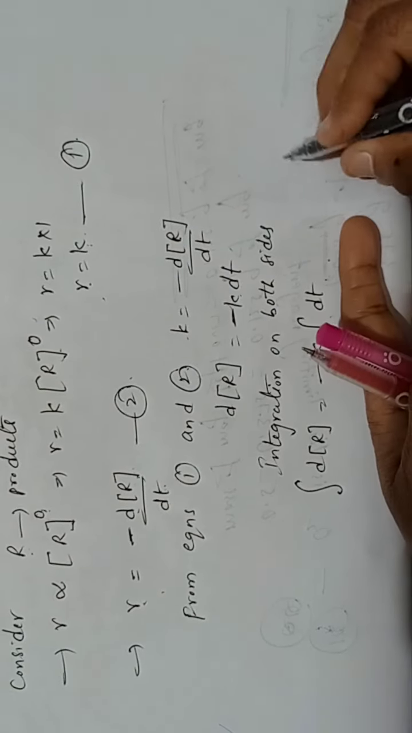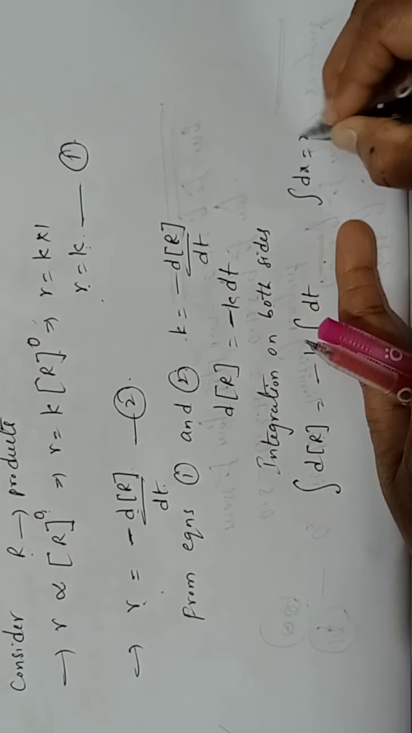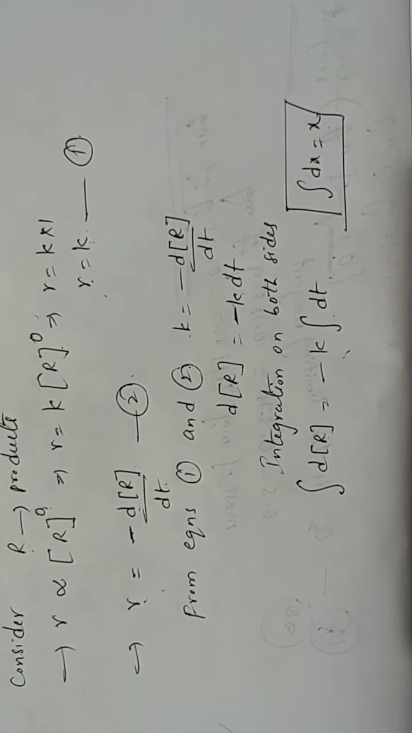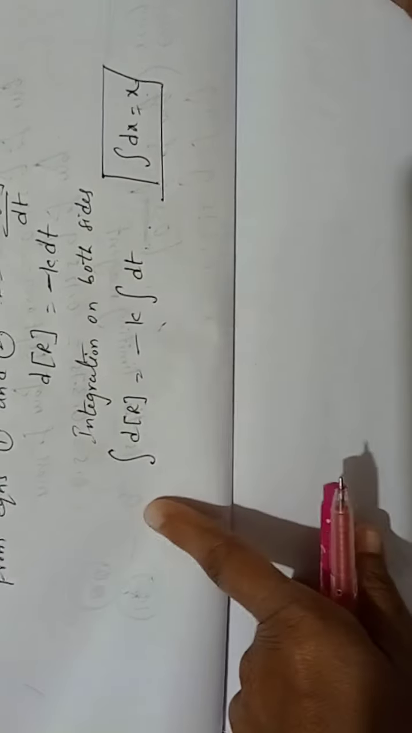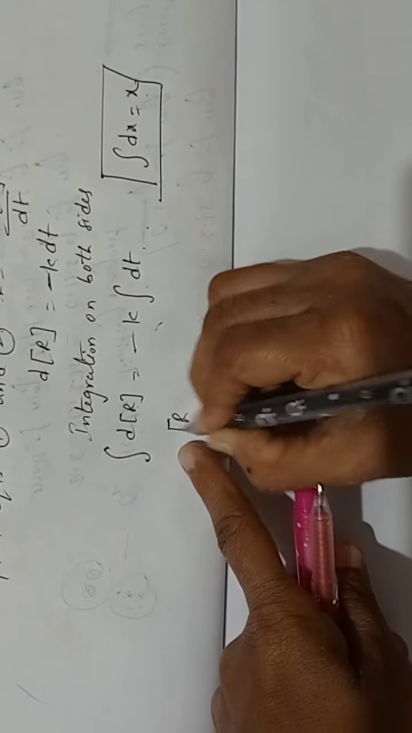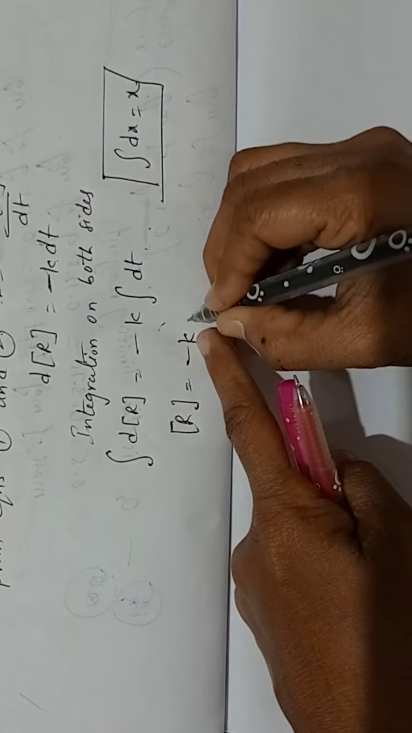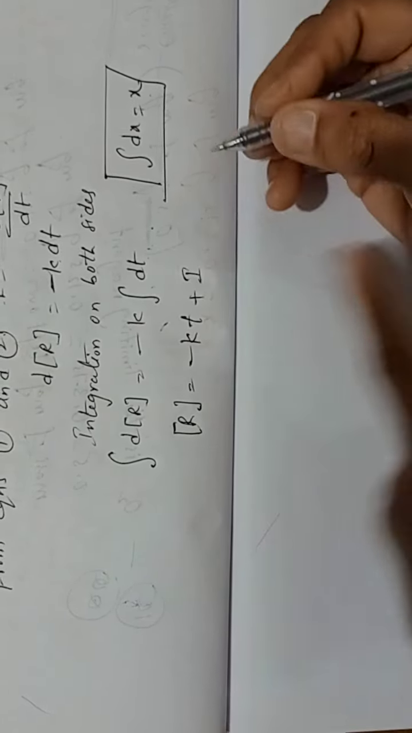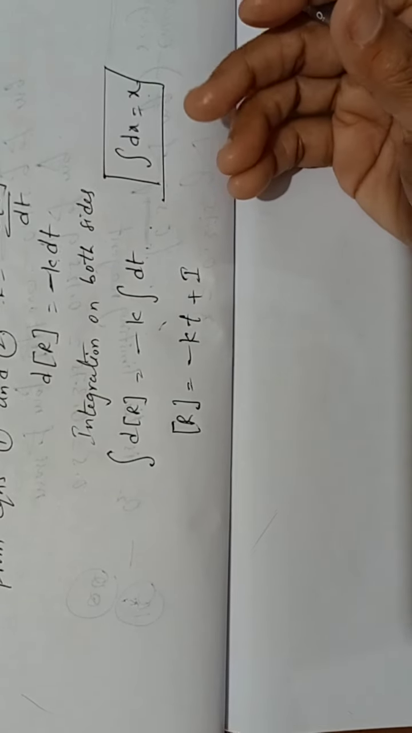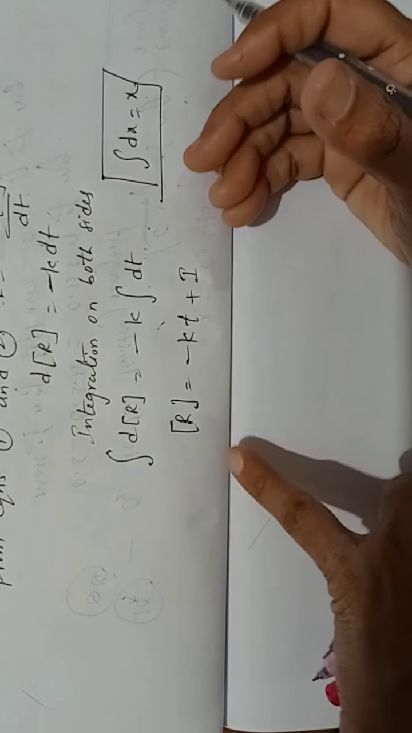We know one formula: integration of dx is equal to x, correct? So the integration of d[R] is [R], and [R] is equal to minus K into the integration of dt, which is t, plus the integration constant I. So [R] equals minus Kt plus I.